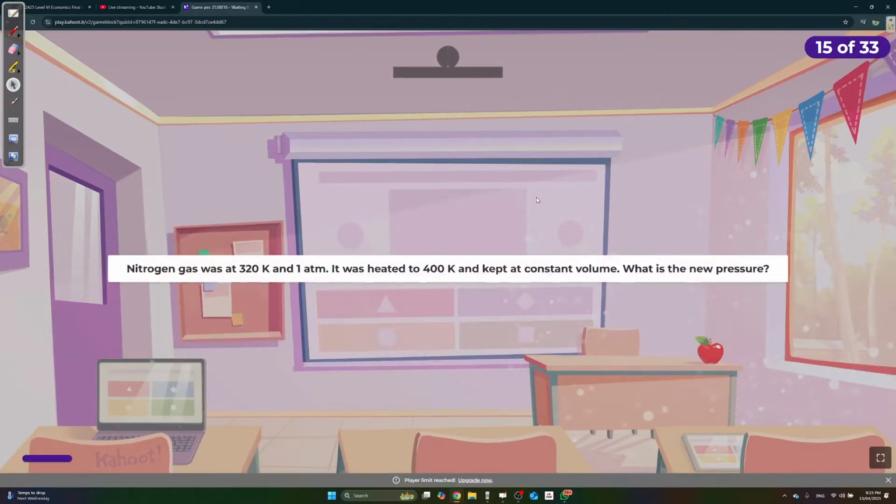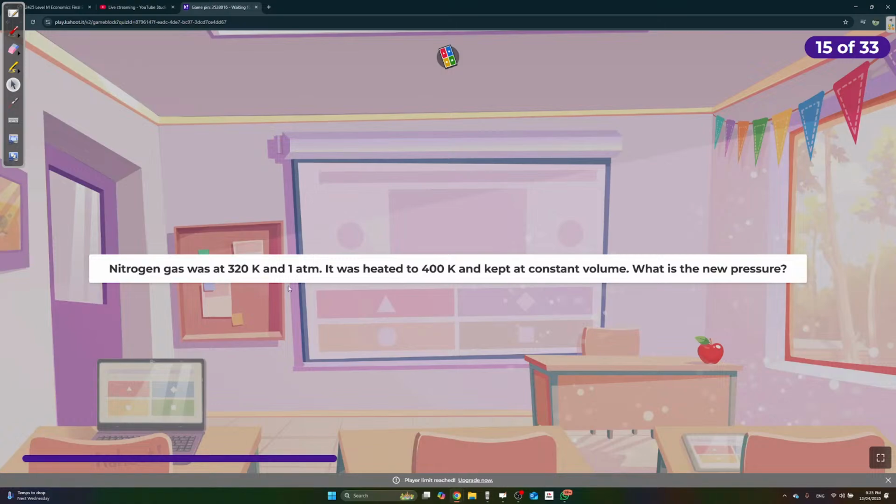Okay, next question, guys. Nitrogen gas was at 320 Kelvin in 1 atmosphere. It was then heated to 400 Kelvin at a constant volume. What is the new pressure?